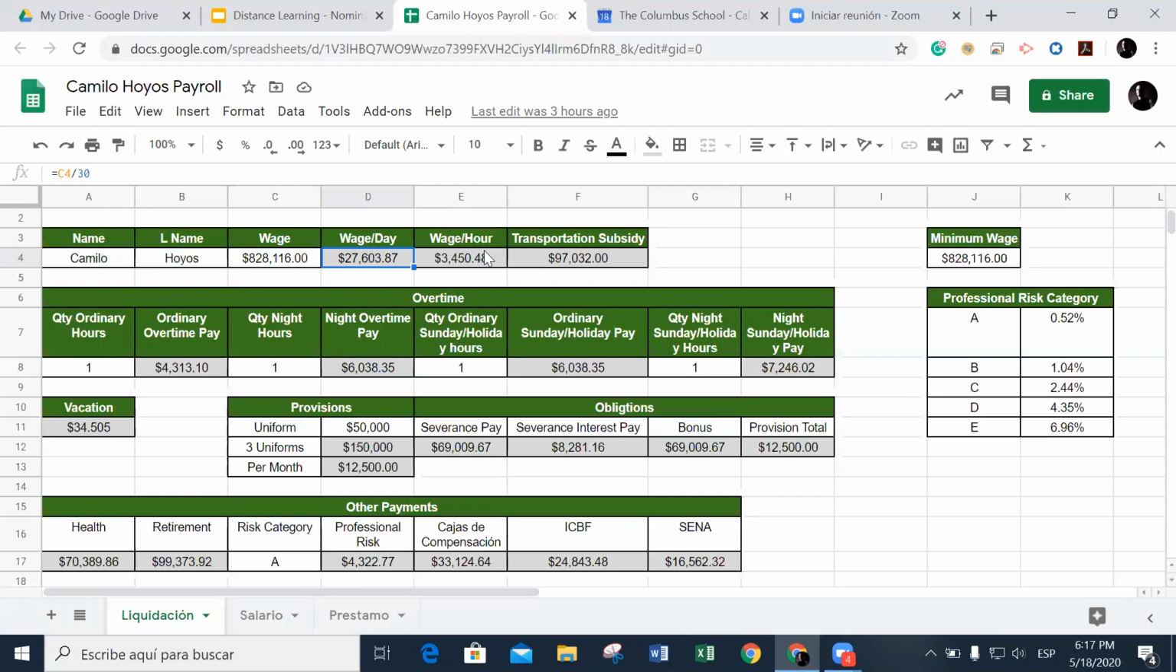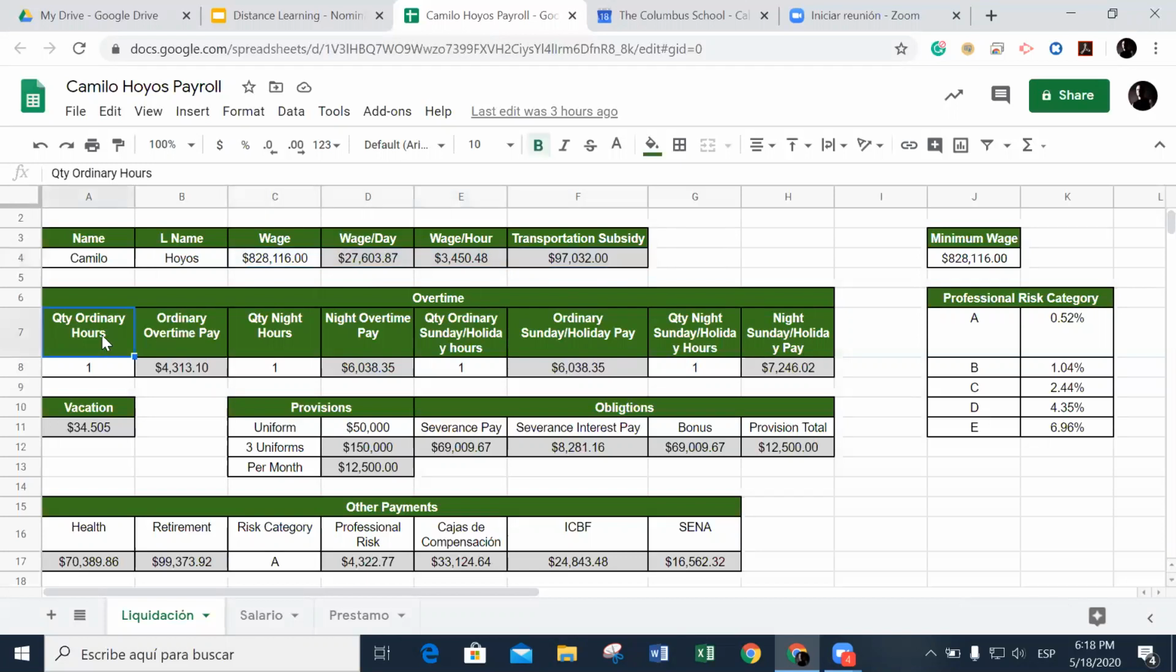Now, if you want the wage per hour, which is the next cell, it's going to be divided by the amount of hours in a month, which in this case we have at 240. So it will be C4, which is this one, divided by 240. You have the formula right there. Then the transportation subsidy, this is also a number that we gathered from the government page. Also remember to use this right here, the format currency, to format all of these cells.